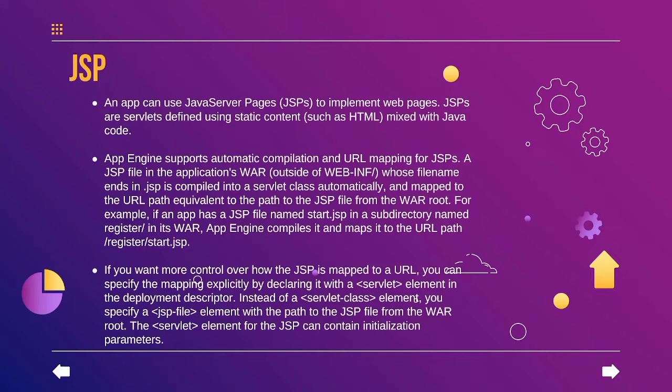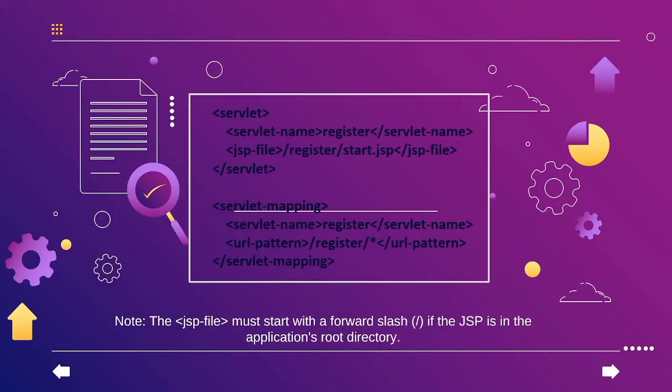If you want more control over how the JSP is mapped to a URL, you can specify the mapping explicitly by declaring it with a servlet element in the deployment descriptor. Instead of a servlet class tag element, you specify a JSP file tag element with the path to the JSP file from the WAR root. The servlet tag element for the JSP can contain initialization parameters. So basically, same as defining and mapping a servlet with a web.xml file, we are able to explicitly map a JSP file in an XML file.